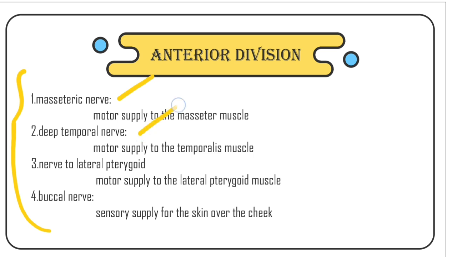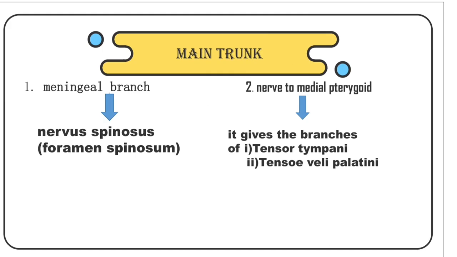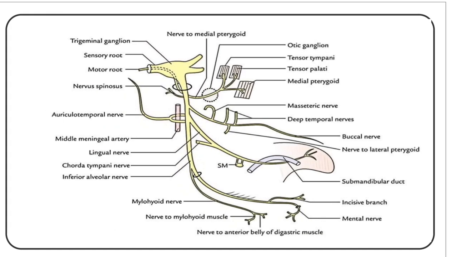Coming to the anterior division, we have 4 branches: masseteric nerve, deep temporal nerve, nerve to lateral pterygoid and buccal nerve. Here you can see this is the anterior division. So we have the masseteric nerve, deep temporal nerve, nerve to lateral pterygoid and buccal nerve. All these 4 branches are the anterior division branches of the mandibular nerve.